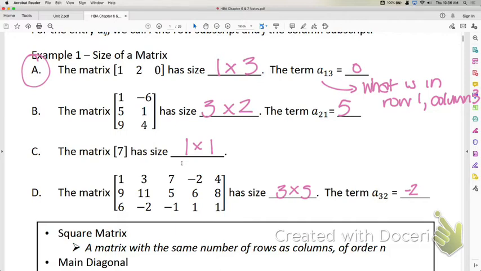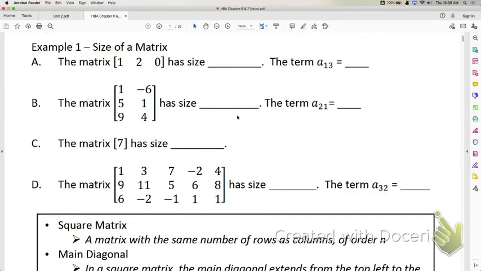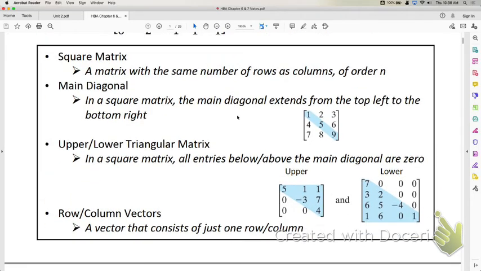A couple of vocabulary terms below as we continue to talk about what matrices are. Number 1, a square matrix is same rows as columns. So a 2 by 2, a 3 by 3, a 4 by 4, something like that. Okay? You'll see this on your homework. If it says order a certain number, order 3, order 4, that is a shorthand way of saying 3 by 3, 4 by 4. Okay?